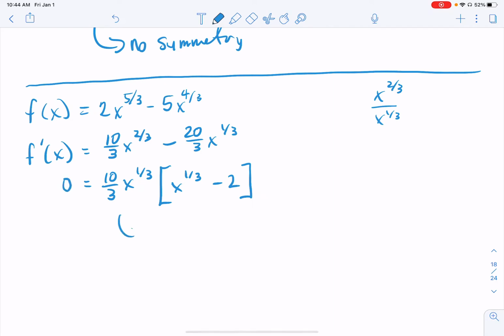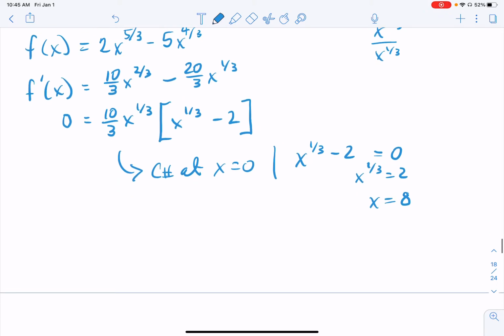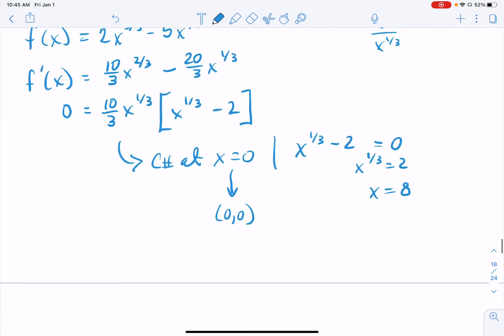We're going to set that thing equal to 0. And we can see that we have a critical number at x is equal to 0 from that first factor. And then on the second one here, we have x to the 1/3 minus 2 is equal to 0. Add the 2 over, and then cube both sides, we get 8. We already know that as far as this goes, this is 0, 0, right? Because that was an intercept. How about 8? Let's plug 8 into our function.